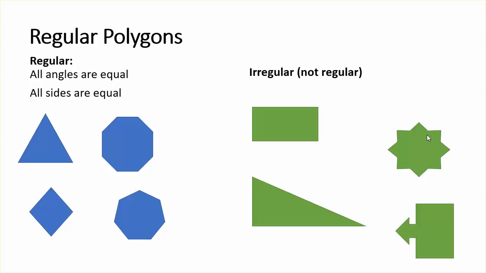That's because we have a concave polygon. The angle at the tip is not the same as the angles where it tips in. So a concave polygon can never be a regular polygon.